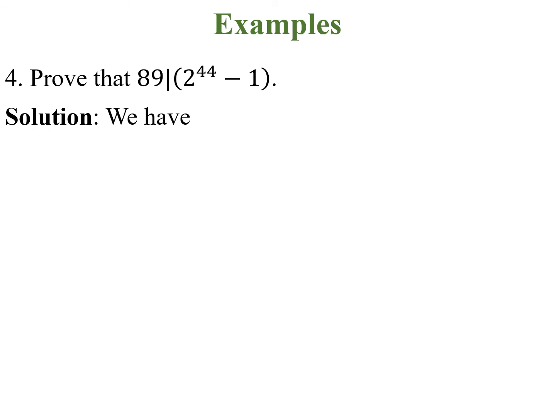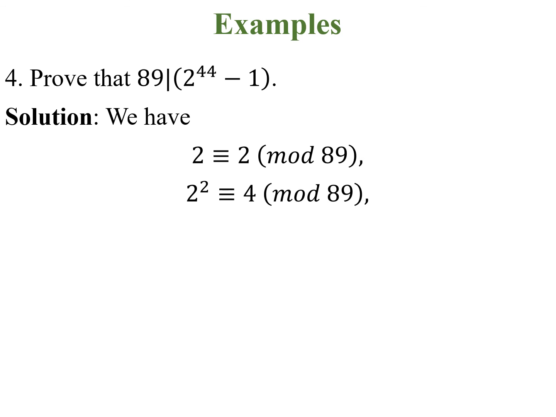So what do you get? We have 2 is congruent to 2 modulo 89. Because it is less than 89, you write this positive integer as congruent to itself modulo 89. Still it is less than 89. 2 raised to 2 is 4, congruent to 4 modulo 89.